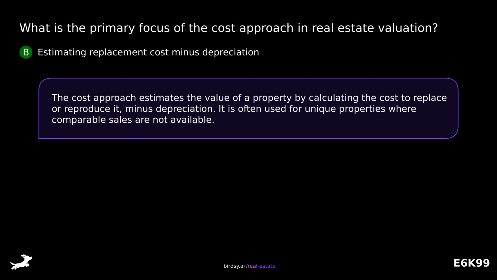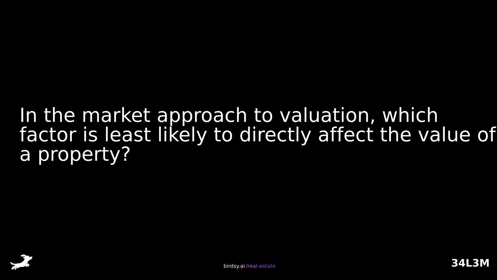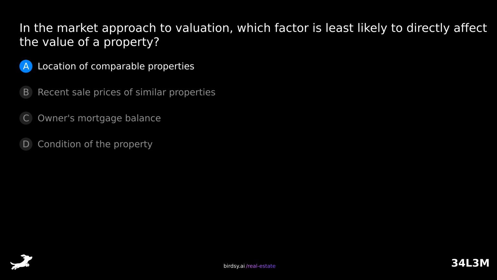The cost approach estimates the value of a property by calculating the cost to replace or reproduce it, minus depreciation. It is often used for unique properties where comparable sales are not available. In the market approach to valuation, which factor is least likely to directly affect the value of a property? Is it A, location of comparable properties, B, recent sale prices of similar properties, C, owner's mortgage balance, or D, condition of the property? The answer is C, owner's mortgage balance.